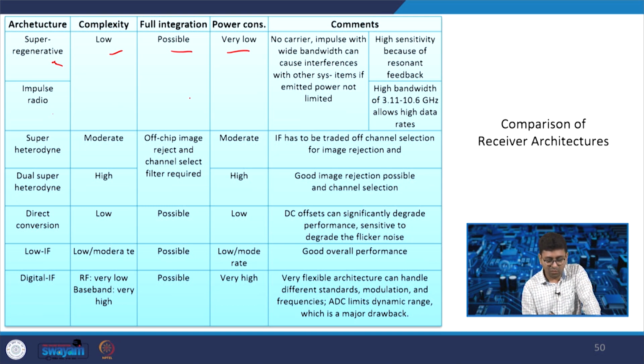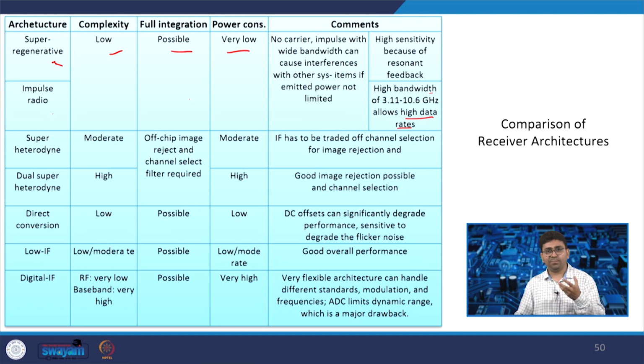The complexity is low. Full integration is possible. However, no carrier impulse with wide bandwidth can cause interference with other systems if emitted power is not limited. So, we need to consider that our emitted power is limited. High sensitivity because of the resonant feedback, the sensitivity is better in super regenerative. However, in impulse there is a high bandwidth, which allows the high data rate. Because of the wide bandwidth it has a higher data rate.